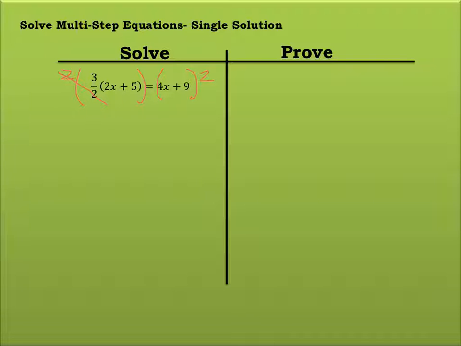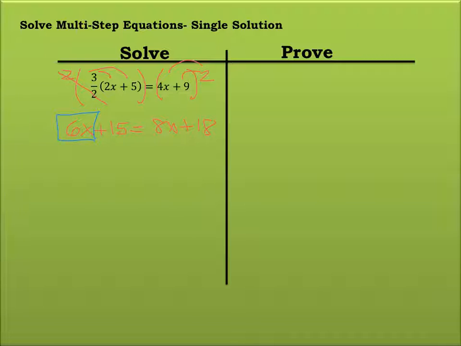In which case, we can easily now use that distributive property and take care of that 3. So we've got 3 times 2x is 6x, plus 3 times 5 is 15. And we're going to use that distributive property over here to the right as well. 2 times 4x is 8x, and 2 times 9 is 18. Great. Now we want to get these like terms together. So we've got some variable terms with an x. We've got some constants. So let's take care of these variable terms first.